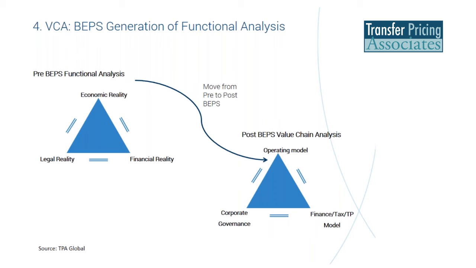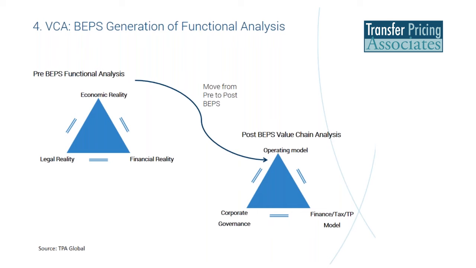And this slide shows the transition, as a result of the BEPS project, from the traditional pre-BEPS functional analysis to the post-BEPS value chain analysis. There, rather than the economic, financial and legal reality, the real operating model and corporate governance, according to value chain analysis outcomes, should be aligned with the tax and transfer pricing model. Raji, one important point I want to add here is that in the traditional environment, in the past, our analysis was generally limited to three realities in transparency. We call them economic reality, legal reality and financial reality, which means if I have an LRD, which is a low-risk distributor, and it has the required substance, so I call that an LRD, no problem.